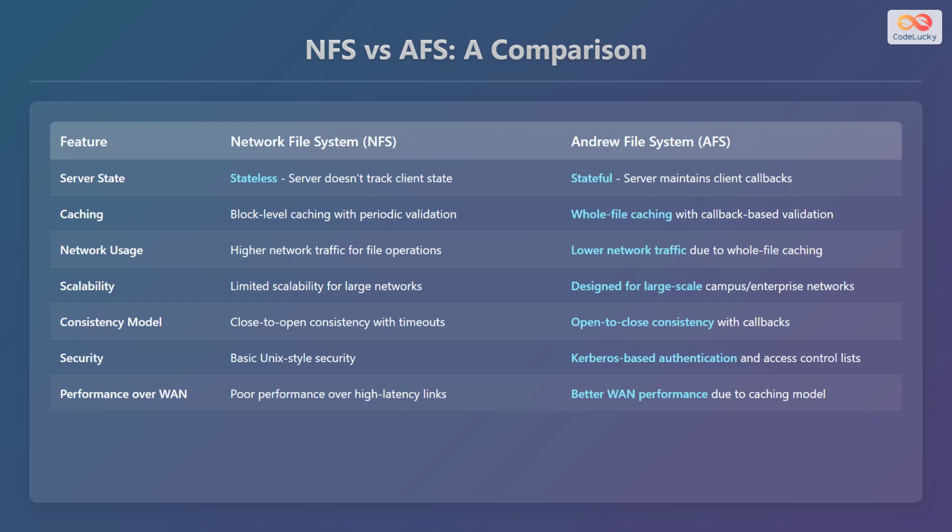Regarding scalability, NFS has limited scalability for large networks, whereas AFS is designed for large-scale campus or enterprise networks. For consistency model, NFS uses close-to-open consistency with timeouts, whereas AFS uses open-to-close consistency with callbacks. For security, NFS uses basic Unix-style security, whereas AFS uses Kerberos-based authentication and access control lists. For performance over wide area networks, NFS has poor performance over high latency links, whereas AFS has better wide area network performance due to its caching model.